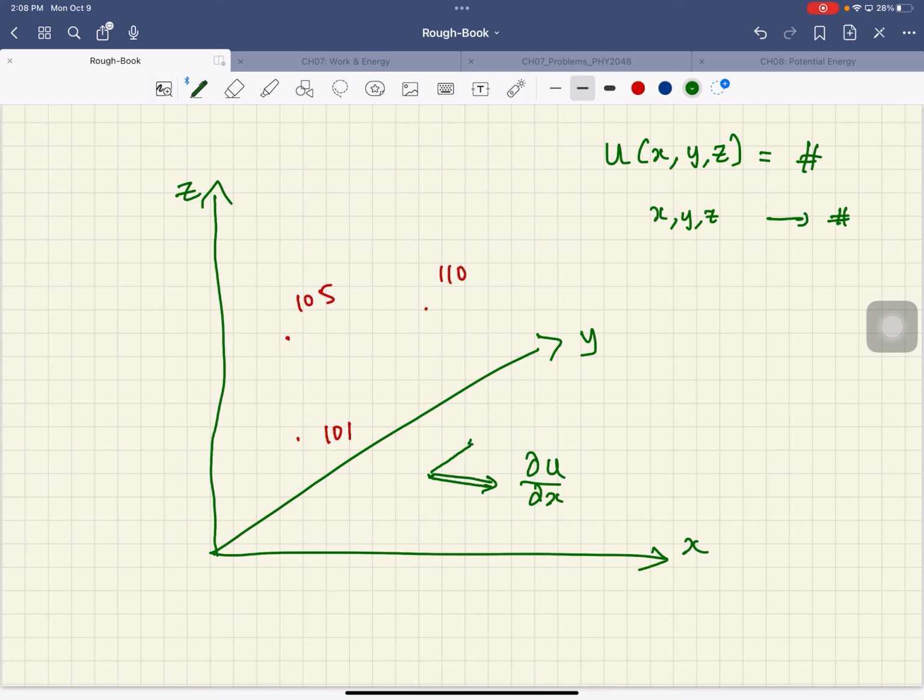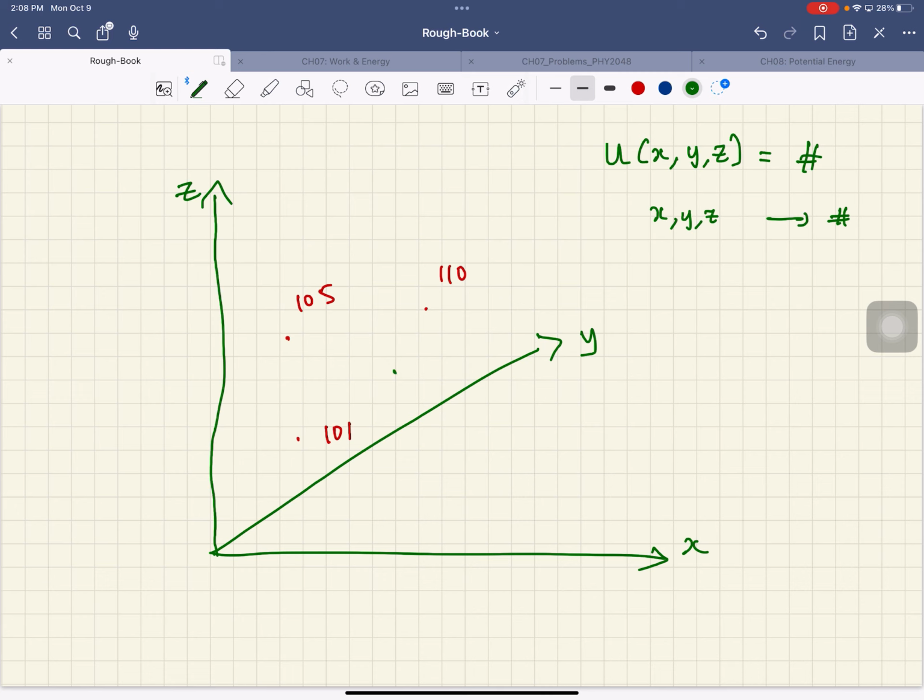What does del u by del y tell you? How does u change when you move parallel to the y-axis? What does del u by del z do? It tells you how u is changing when you're moving parallel to the z-axis. Okay? And you can calculate it at any point. So that's what partial derivatives tell you. Did you guys understand all of that? All right, now we'll come to the gradient operator.